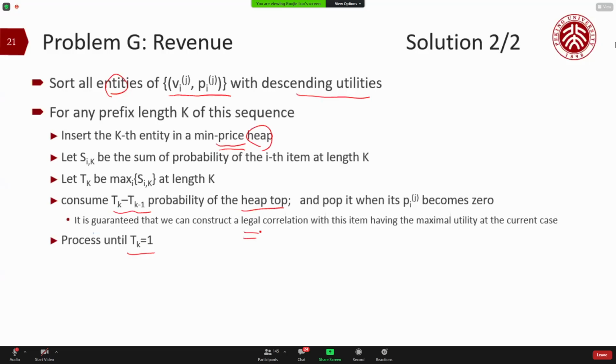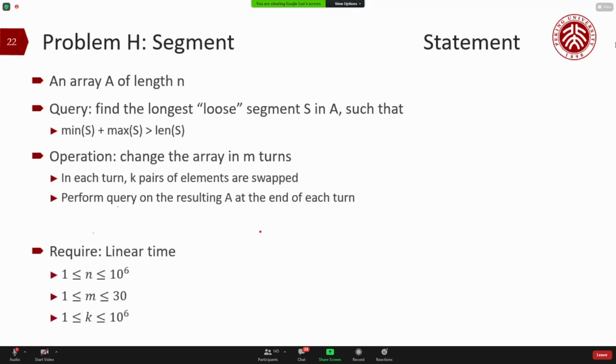The basic idea is to construct the worst case joint distribution such that every time we buy is at the lowest price. So that's the basic idea, and we need to guarantee that in that case, it is the maximum utility. So these are the conditions to consider in this problem, problem G. And then let's see the next problem, problem H.